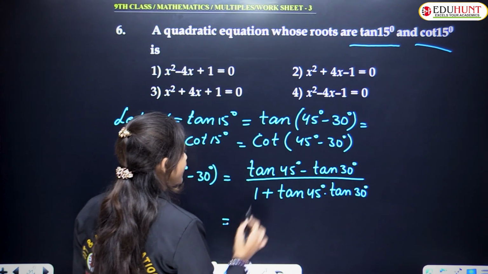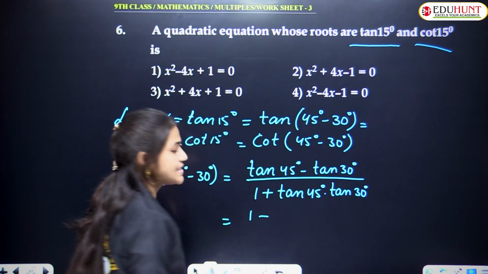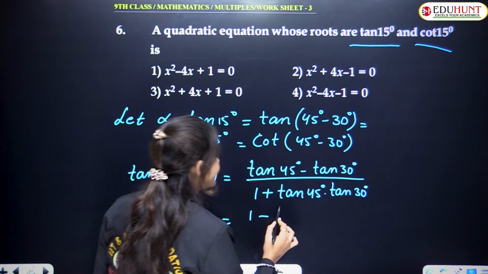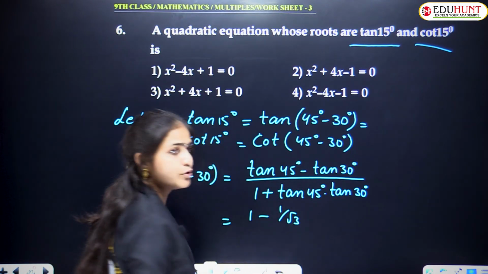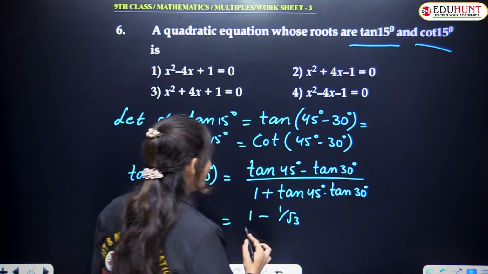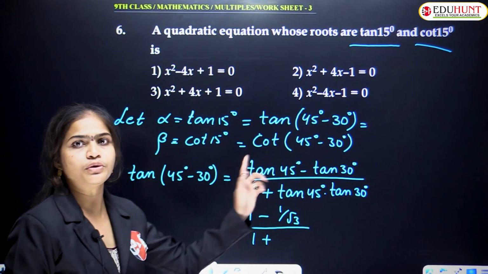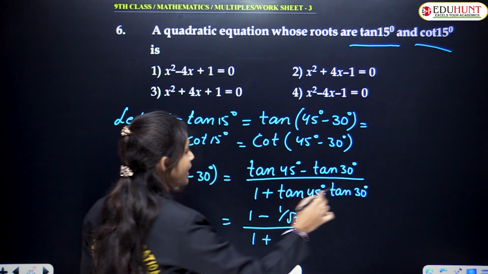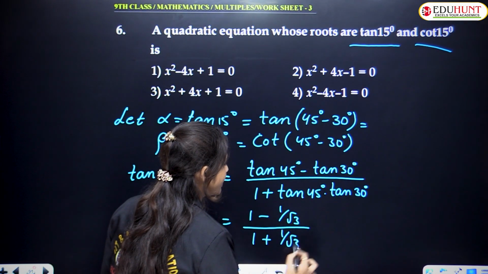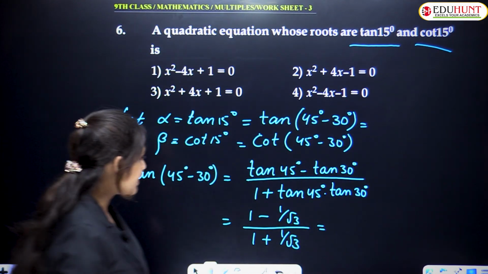Okay. So tan 45 degrees is 1, minus tan 30 degrees. Tan 30 is 1 by root 3. Yes or no, ma? Whole by 1 plus, here tan 45 is 1 only, so 1 into tan 30, again tan 30 value is 1 by root 3. Okay. So simplify this one first.